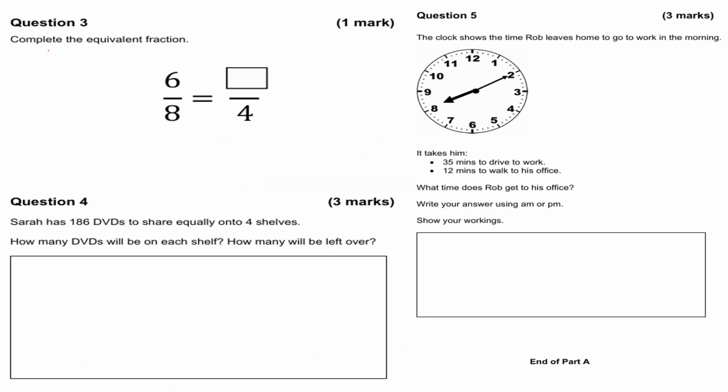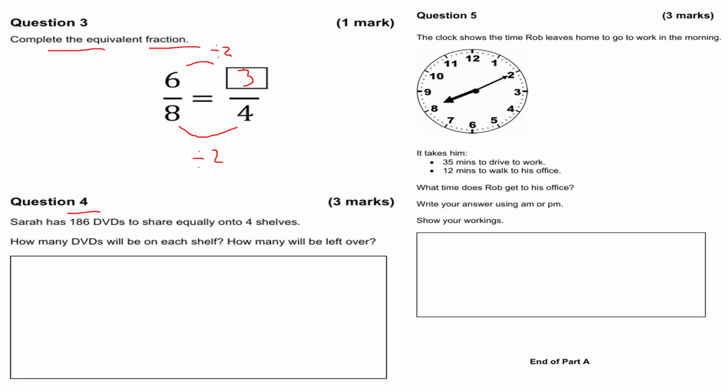Question 3. Complete the equivalent fraction. 6/8 equals something quarters. Well, from 8 to 4, we divide by 2 or we halve it. So we divide the top by 2. 6 divided by 2 is 3. So the missing number is 3. So 6/8 simplifies to 3 quarters. Divide top and bottom by 2 because they're both even numbers.